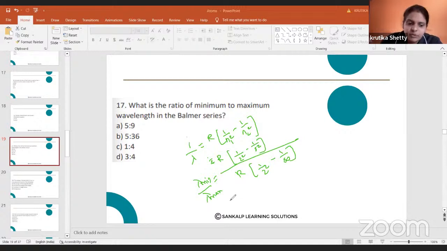So here if you simplify, which option you will get? Yes, very good. It is option A, 5:9.